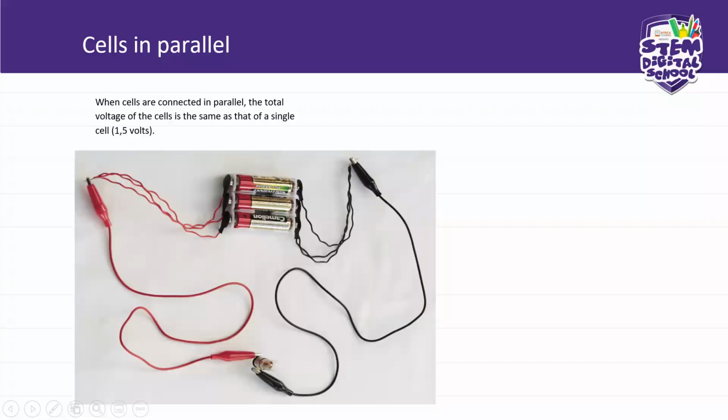Cells in parallel. Now these cells are connected in parallel. When cells are connected in parallel, the total voltage of the cells is the same as that of a single cell, 1.5 volts.